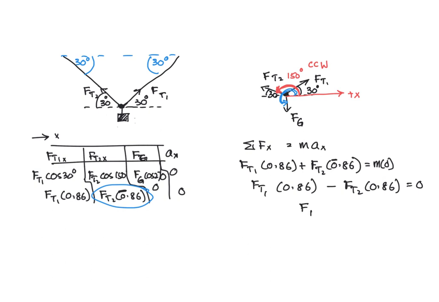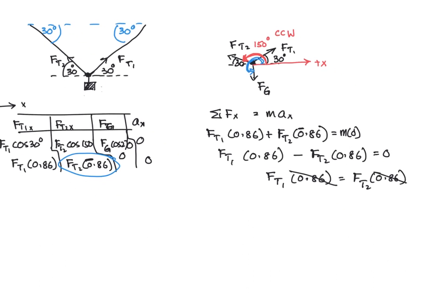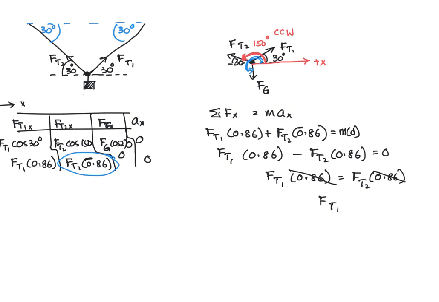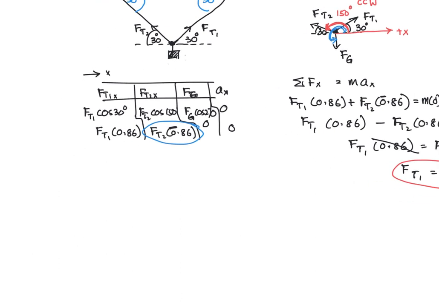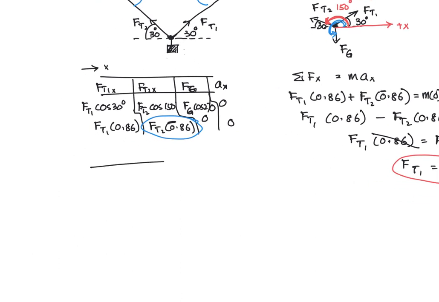And if you just divide everything by 0.86, actually first let me take this term to the other side, divide both sides by 0.86, that means 0.86 gets cancelled out, and you end up with FT1 equals FT2, and this is our first equation. Now we go back and set up our y table, because we did not obtain FT1 or FT2 from the work that we did. So we are going back and setting up the y table.